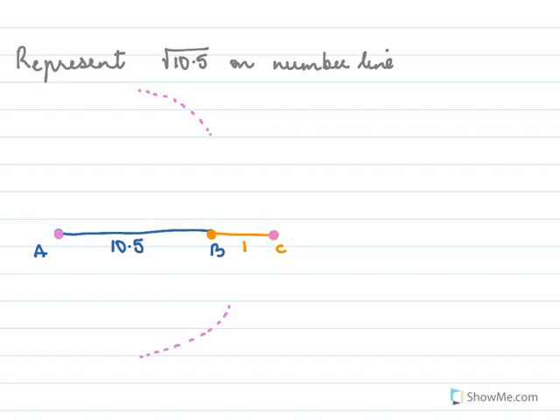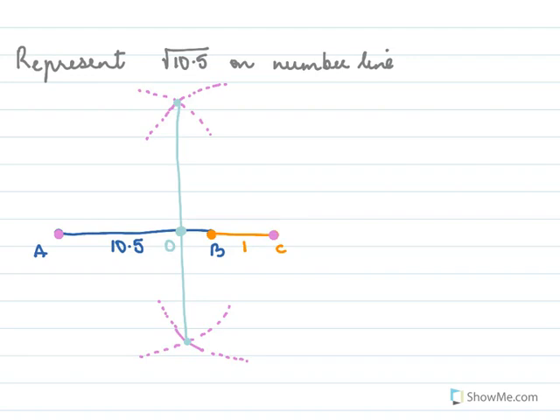Now keep your compass at C. Draw an arc up and make sure it cuts the previous arc. Then again keep your compass at C, draw another arc down, make sure it cuts the previous arc. These 2 points are important, this one and this one, and you need to now join them. Here this point is O.